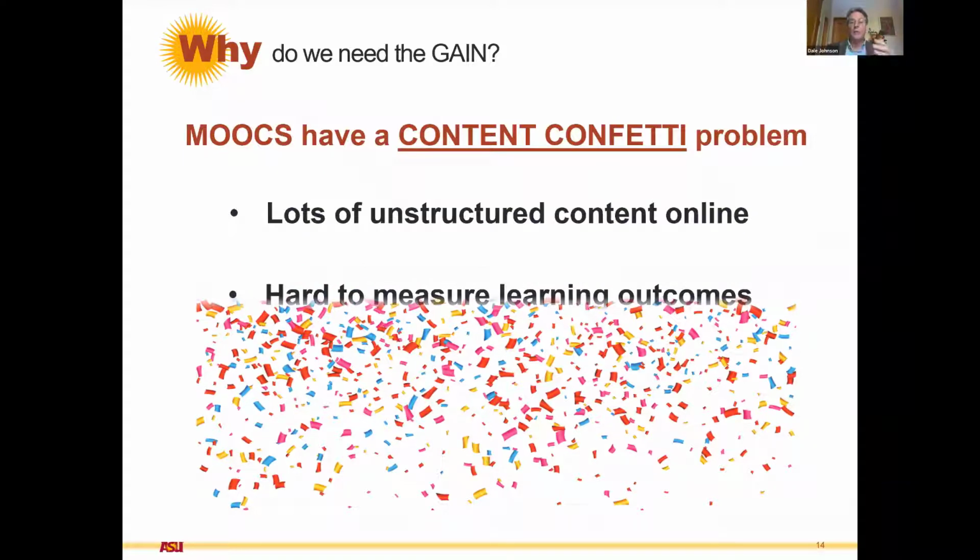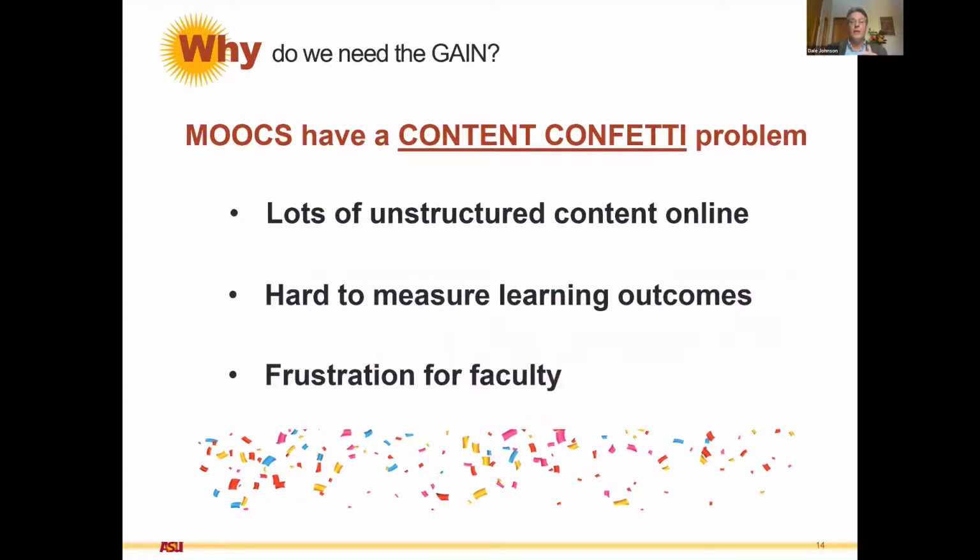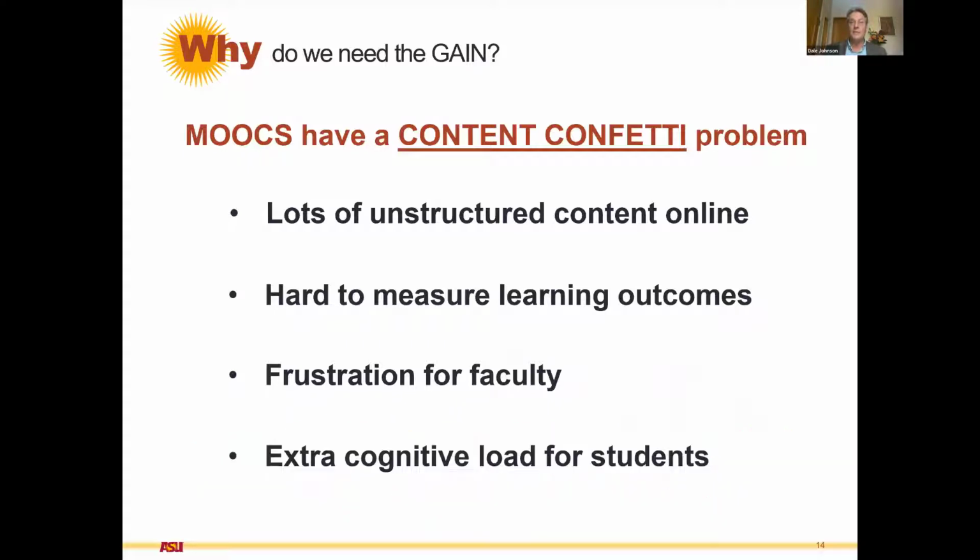We need to think about how we're going to measure learning outcomes better, how we can overcome the frustration of faculty when students are Googling everything or watching YouTube videos rather than reading the textbook and focusing on the lecture videos or coming to class even for the lecture. And finally, we want to reduce the cognitive load on students. Every time we introduce an alternative process like a YouTube search or a Google search, what we're doing is increasing cognitive load. So we're trying to figure out a way to keep students in the instructional system, and that would be in the GAIN in this case.